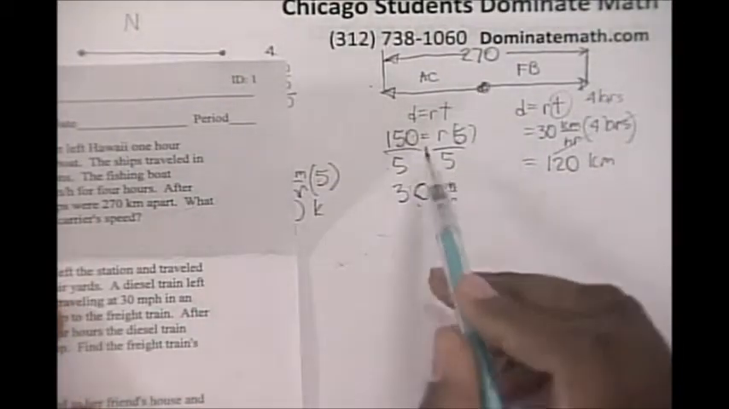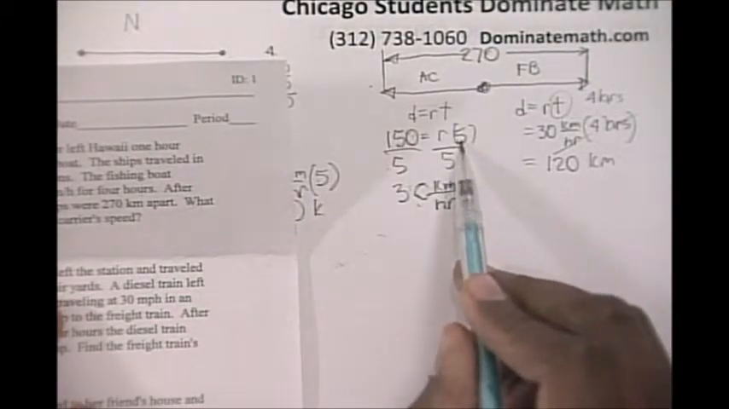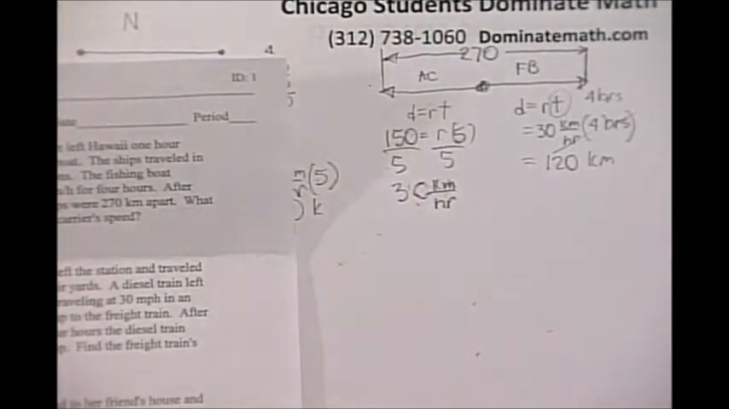All right, so let me just take a look at this one more time. We got the distance of 150. The rate's unknown. The time, yeah, that looks good. All right, so that's what we're going to go with.